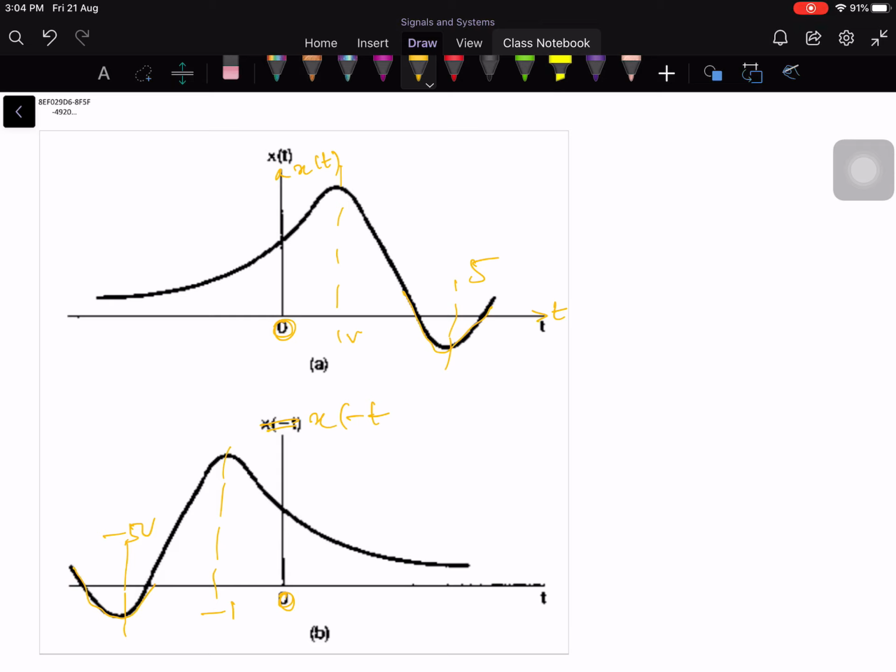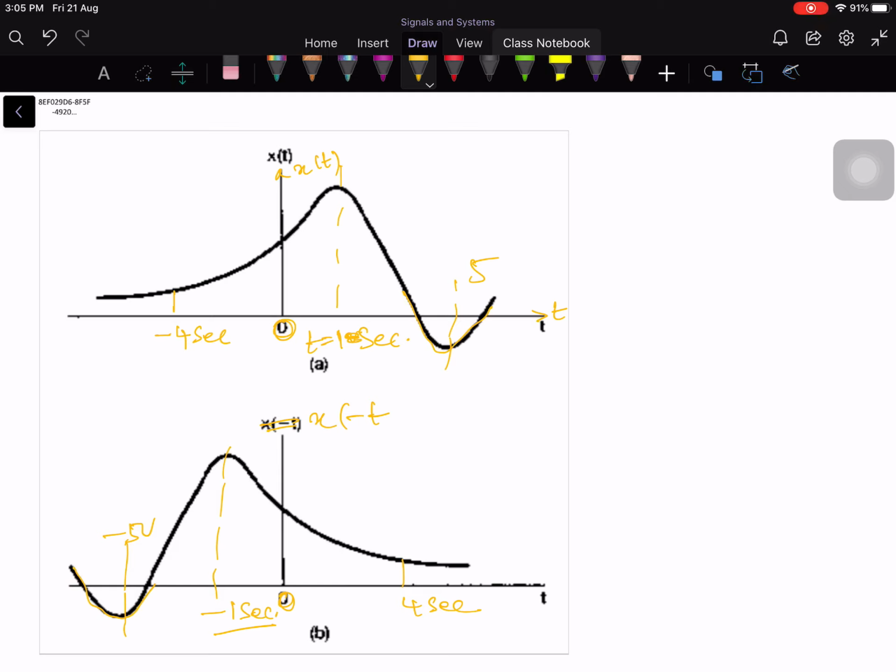If t equals 1 second, then it is occurring at minus 1 second. Let's say this point is at t equal to minus 4 seconds, and that is occurring at plus 4 seconds. Therefore, it is reversed with respect to t equal to 0. The reflection occurs about t equal to 0.